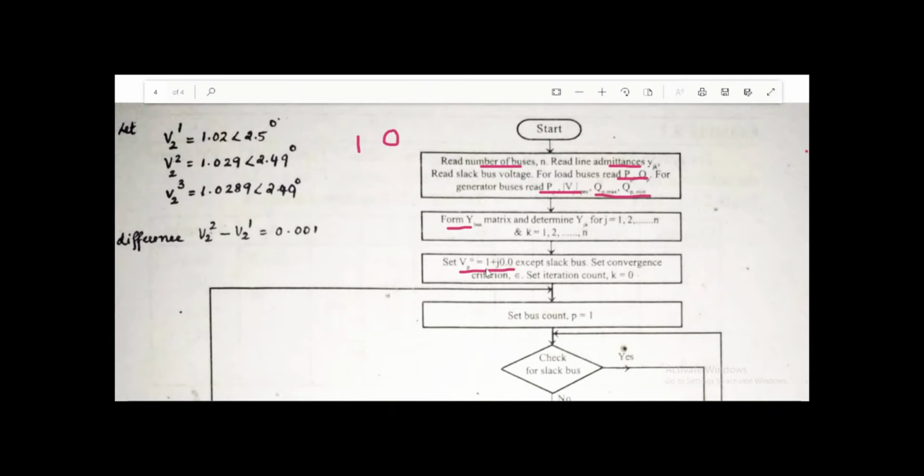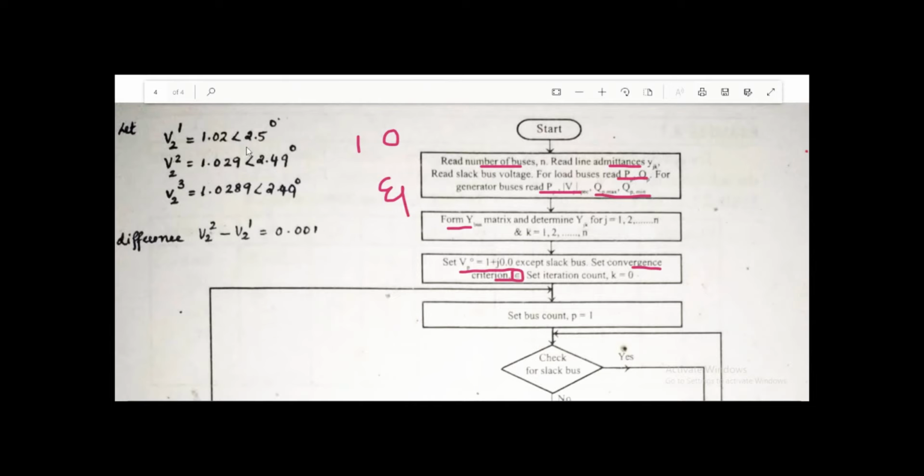Okay. Now, if a generator bus is given, how will you initialize the bus voltage? Will we give the magnitude as 1? No, we will give the magnitude as specified in the question. Okay. Now, one more thing here is, we need to set a convergence criterion called epsilon. Okay. Convergence criterion epsilon. What is this epsilon?